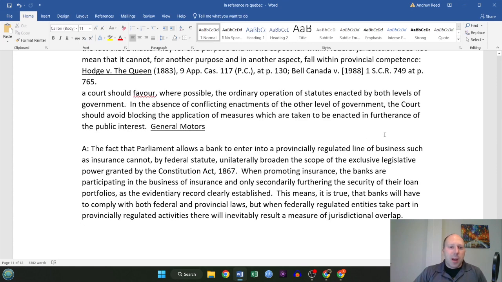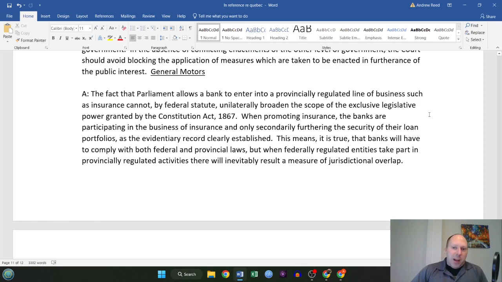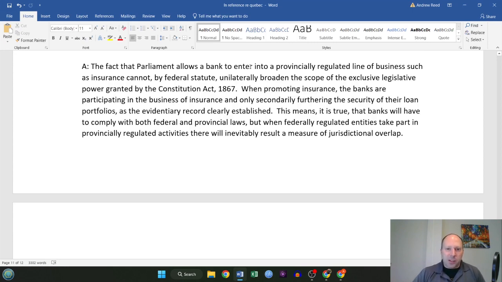So some of their analysis here, based on these rules and others: the fact that Parliament allows a bank to enter into a provincially regulated line of business through the Bank Act, such as insurance, by federal statute, does not mean that this all goes under the banking head of power in 1867. So it's okay to create a statute that expands their powers, but it doesn't expand the constitutional head of power itself. So when promoting insurance, a provincial power, the banks are participating in the business of insurance. And in that way, the banks can and will have to comply with both federal and provincial laws, which they do in many cases otherwise.